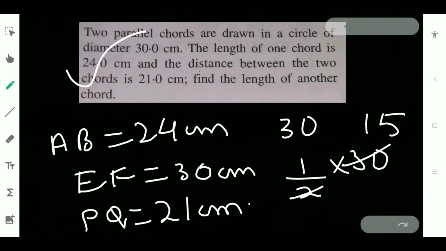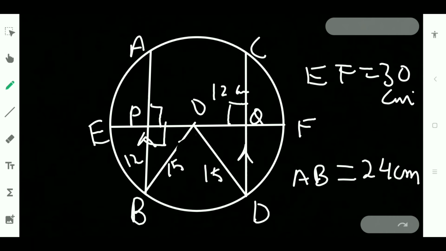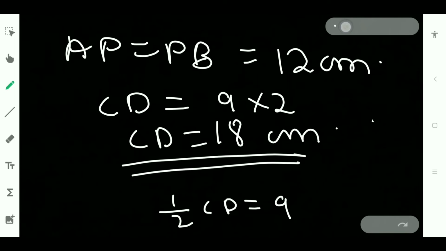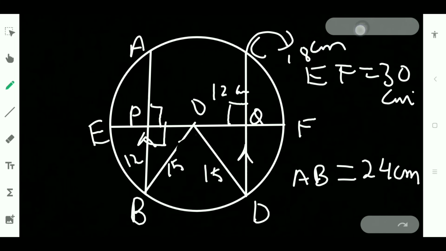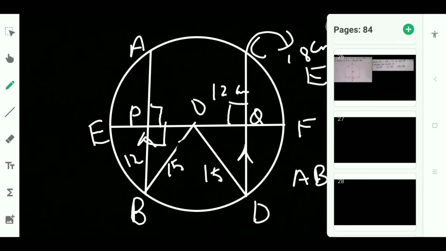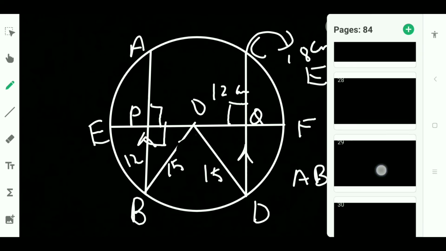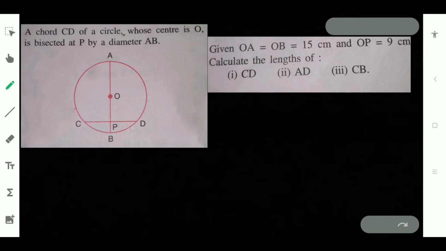So this is also an important question. CD is nothing but 18 centimeter. Let us go on to the next question, the last question. Here is the information available to us from this diagram, and this is the question asked. Here also some information is given. Just have a look at it.